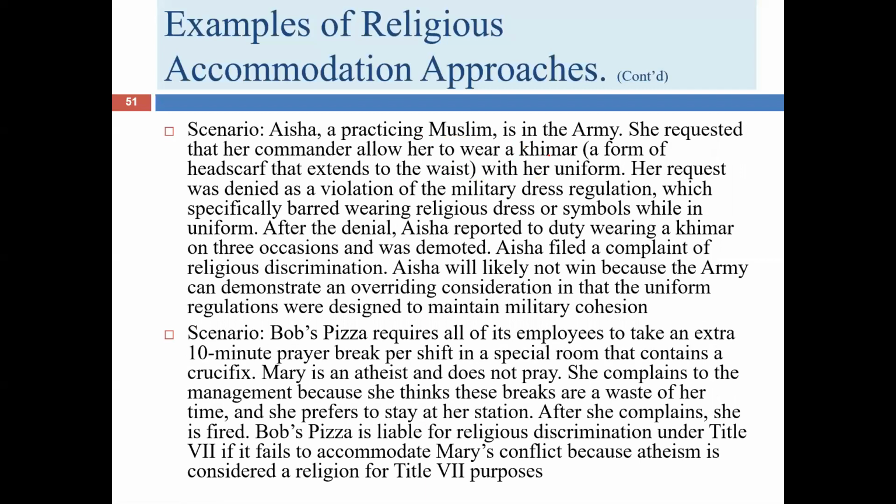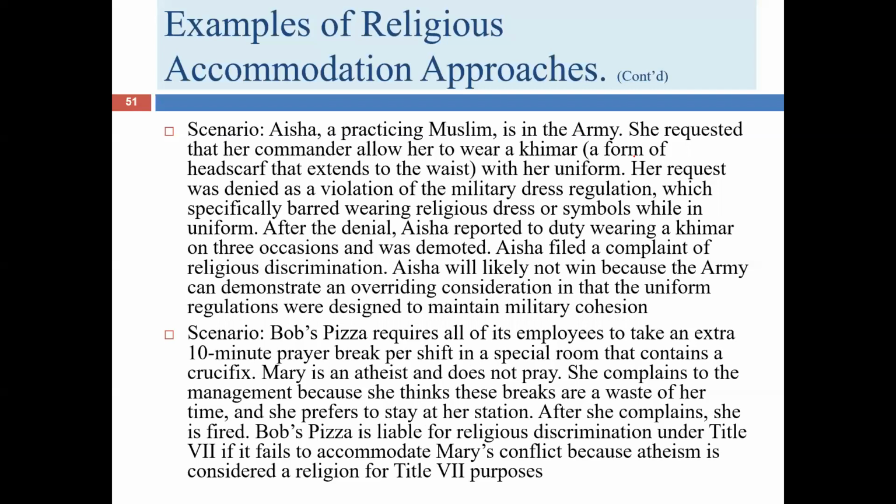That's specifically barred to wear religious symbols or dress while in uniform. And after Aisha is told this, she shows up to duty wearing the khimar, and she is demoted as a result of this. So Aisha files a religious discrimination claim. Well, she's not likely to win because the Army can demonstrate that it would be an undue hardship for it to veer from its uniform regulations because it wants to maintain that military cohesion within its ranks.